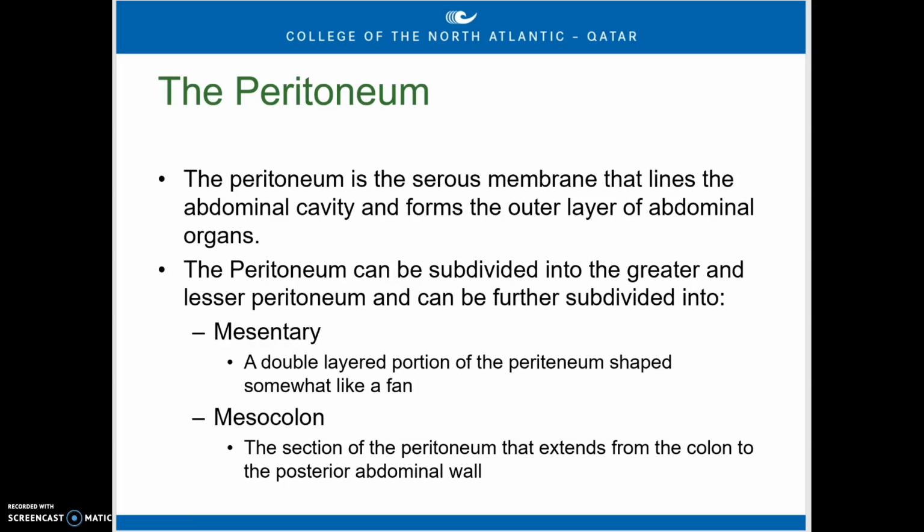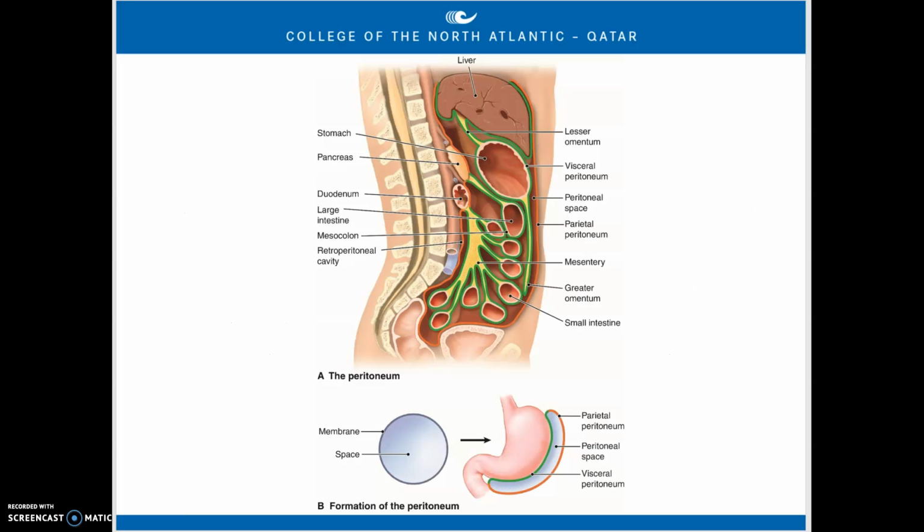Now, in this case, we'll have the 2 layers of the membrane, the mesentery and the mesocolon. You guys don't necessarily need to worry about these particular terms or where they are. It's just to let you know or remind you of the way that these serous membranes fold around the organs to give that extra layer of protection.